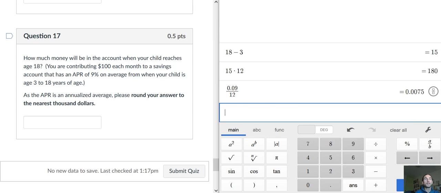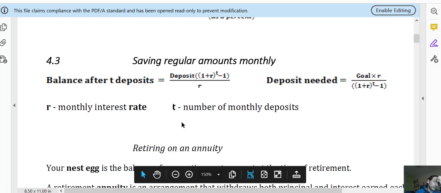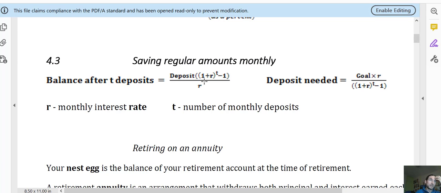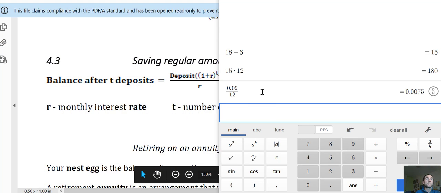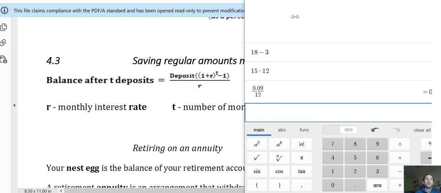Okay, so we need to get our formula sheet out and look at the balance after T deposits. This is going to be the balance after the number of deposits we put in. It's $100 each month, right? So the deposit amount is 100. The T is 180 months, right? And the R is 0.0075, right? So let me show you here.